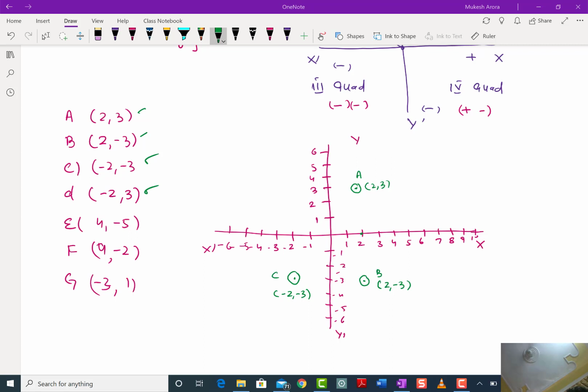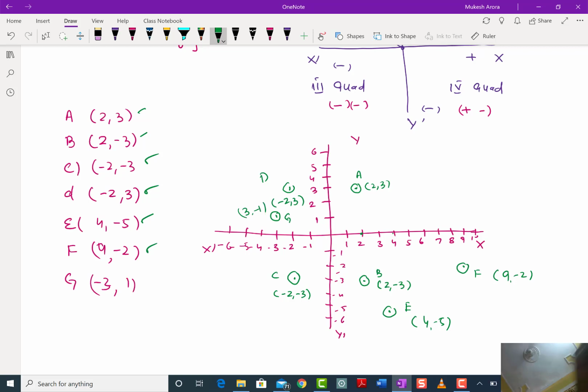D minus 2 and 3. This is D. x is minus 2, y is 3. E 4 and minus 5. x is 4 and y is minus 5. F 4 and minus 2. G is minus 3 and y is plus 1. This is G, minus 3 and 1.